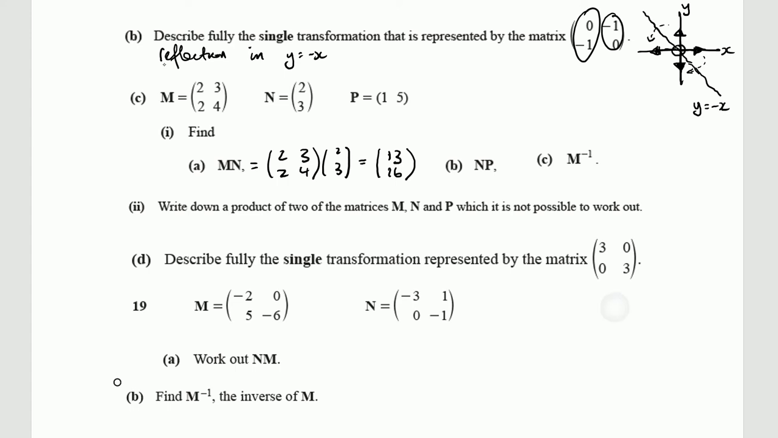NP, (2, 3) times (1, 5). This is quite an unusual one. Remember the domino rule for working out, first of all, if matrices will multiply together, and second of all, what the result will look like. This matrix has 2 rows and 1 column. It's a 2 by 1 matrix. The next matrix, the (1, 5) matrix, has 1 row and 2 columns.